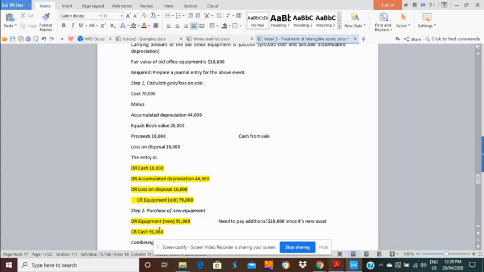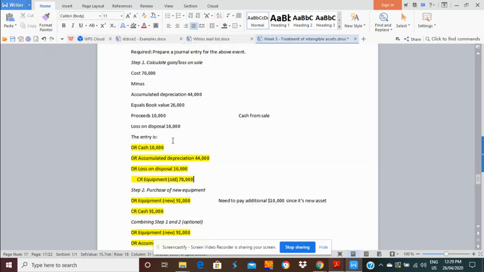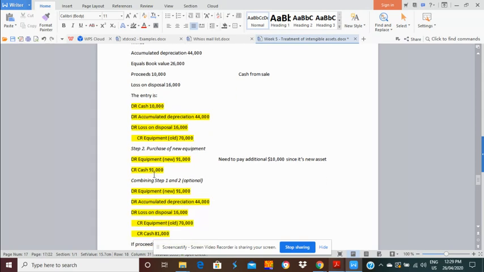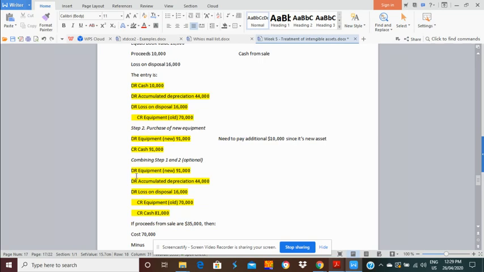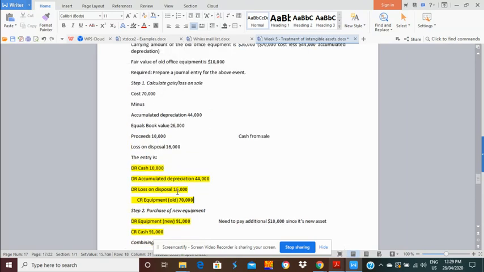The next step is purchase of new equipment. So we purchase new equipment for 81,000 plus some additional amount because it is a new equipment, it is more expensive. This additional amount comes from the sale of the old equipment, and that's why it's not 81,000, it's 81,000 plus 10,000, 91,000. So these two steps, sale and purchase, can of course be combined into this long entry, but it's up to you.